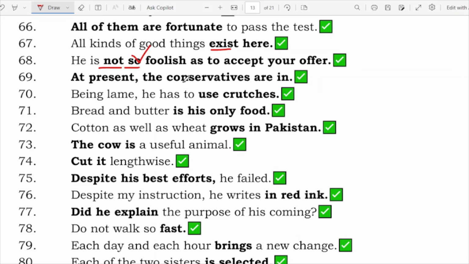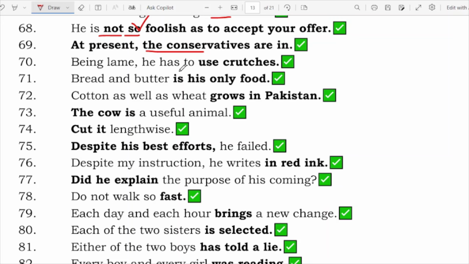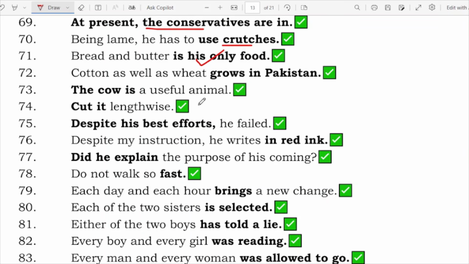At present, the conservatives are in. This is the party, the public. Being lame, he has to use crutches. Bread and butter is his only food. Cotton as well as wheat grows in Pakistan. Subject-verb agreement. Cotton is your subject. The cow is a useful animal, a class representing this common noun. Cut it lengthwise.